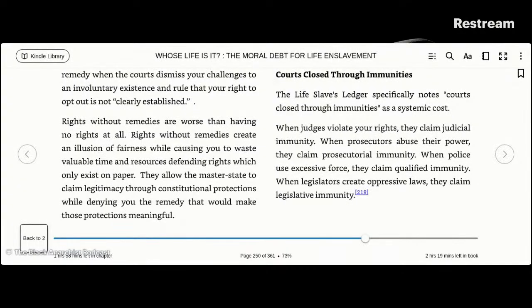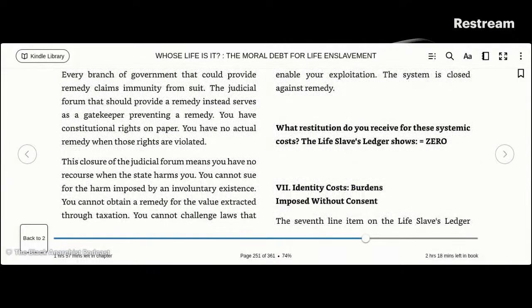Courts closed through immunities. The Life Slaves Ledger specifically notes courts closed through immunities as a systemic cost. When judges violate your rights, they claim judicial immunity. When prosecutors abuse their power, they claim prosecutorial immunity. When police use excessive force, they claim qualified immunity. When legislatures create oppressive law, they claim legislative immunity. Every branch of government that could provide remedy claims immunity from suit. The judicial forum that should provide a remedy instead serves as a gatekeeper preventing a remedy.